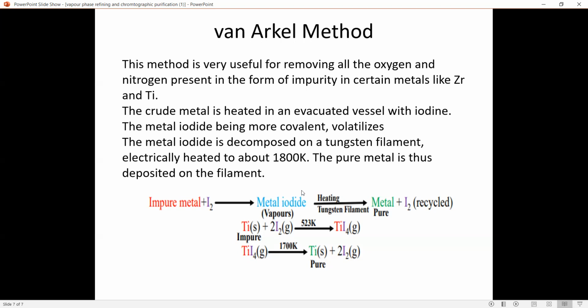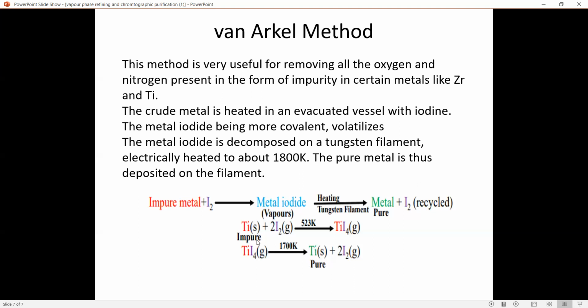Then the metal iodide is heated on a tungsten filament that is electrically heated to about 1800 Kelvin. When the vapors decompose, or the metal iodide decomposes, it gives the pure metal and iodine, which, like in the case of carbon monoxide, can be recycled or used again.